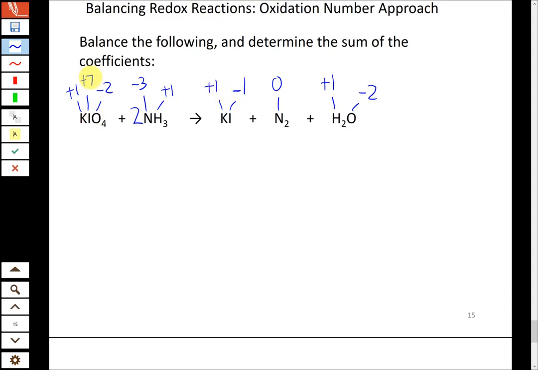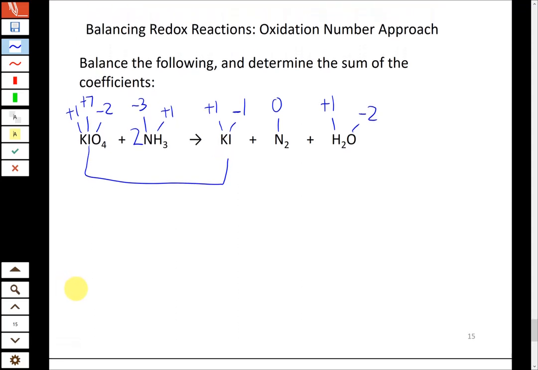So iodine is going from +7 to -1. So what's the difference between +7 and -1? Someone say it. I'm not going to say it. I heard a 6 and I heard an 8. I like 8 a little bit better. Because it's +7 to -1, that's a difference of 8 if you look on the number line or just do subtraction. So 7 minus -1 is 8.